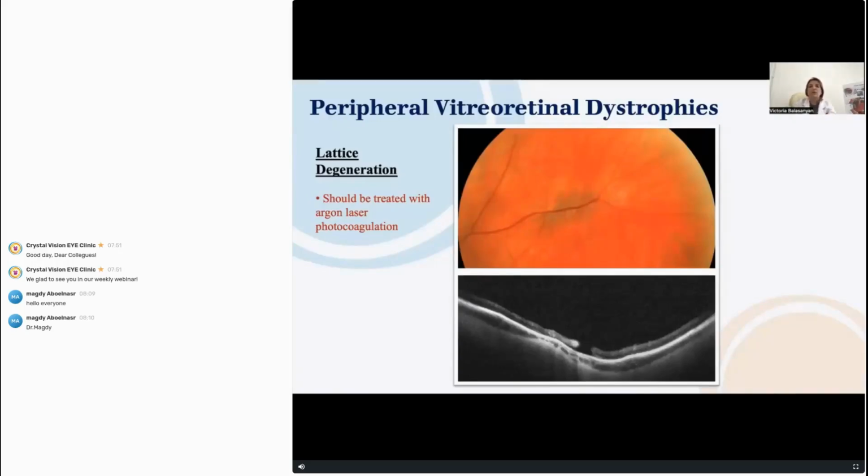For example, here you can see lattice degeneration with retinal tears. So, of course, in a case like this, we must do laser photocoagulation.